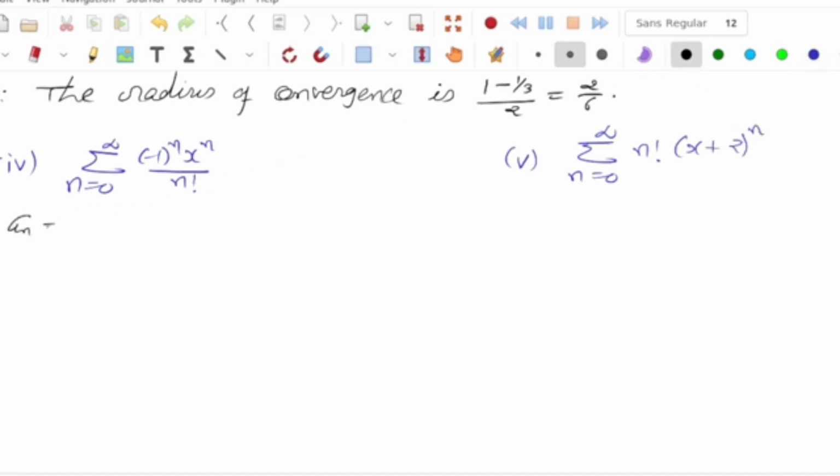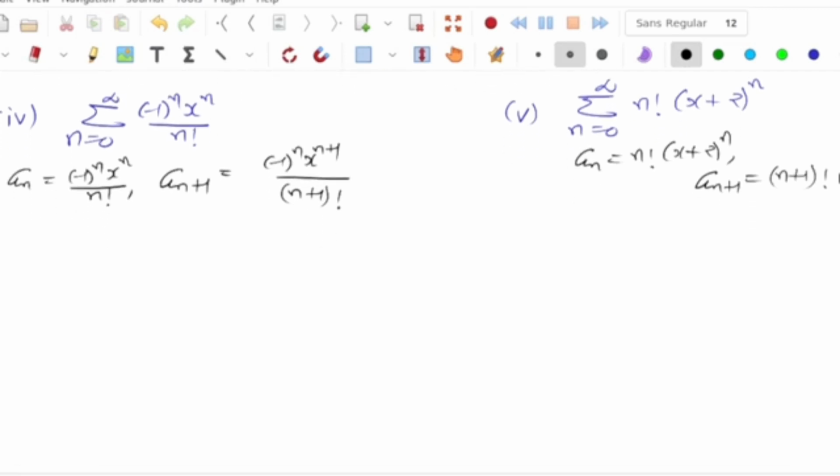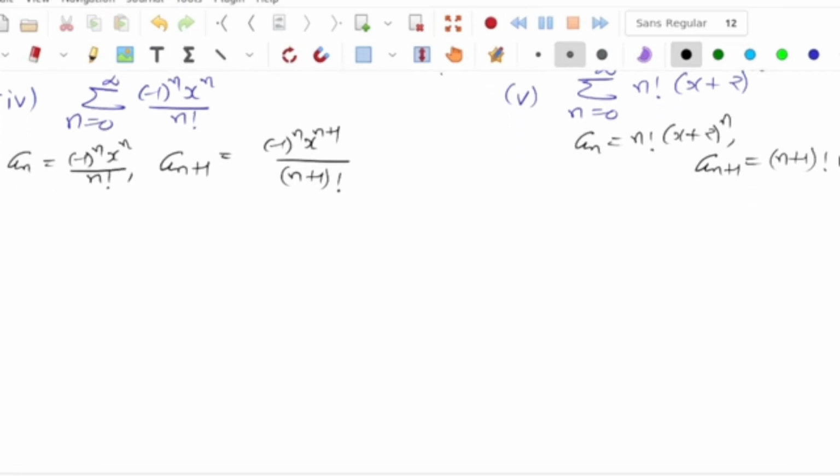So here a_n = (-1)^n x^n / n!, so a_(n+1) = (-1)^(n+1) x^(n+1) / (n+1)!. Whereas here a_n = n! (x+2)^n and a_(n+1) = (n+1)! (x+2)^(n+1). Right. Now see what is happening in both these exercises.